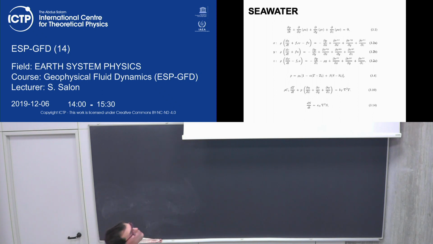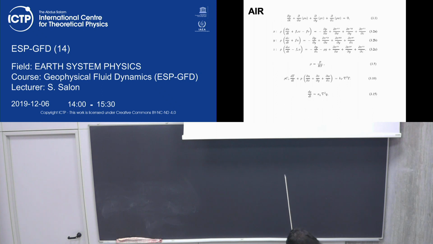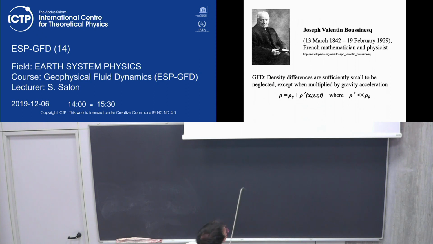Then we started to review all the equations which rule the dynamics in the GFD, and we ended with the two sets of equations, one of seawater, where we have in particular the presence of salinity, and we have like 1, 2, 3, 4, 5, 6, 7 equations, and then we also have still 7 equations for the air, where we have here the equation of state for dry air, and then we also had the humidity, Q, and we also use the potential temperature.